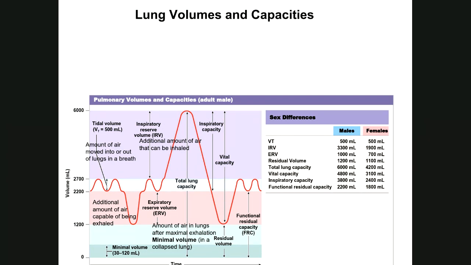The expiratory reserve volume is the amount of air in the lung after maximum exhalation. It is actually the difference between the volume of air left in the lung after normal expiration versus maximum expiration. What does that mean? It means that we have a reserve volume which we can tap into when the total volume increases with exercise or activity.